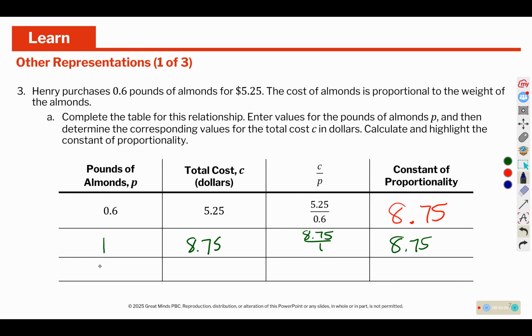Now let's look at how much 2 pounds would cost. If 1 pound is $8.75, 2 pounds should be twice as much. So we can multiply by 2 for $17.50. Then when we check, is $17.50 divided by 2 the same constant? Yes. It also comes out to $8.75.